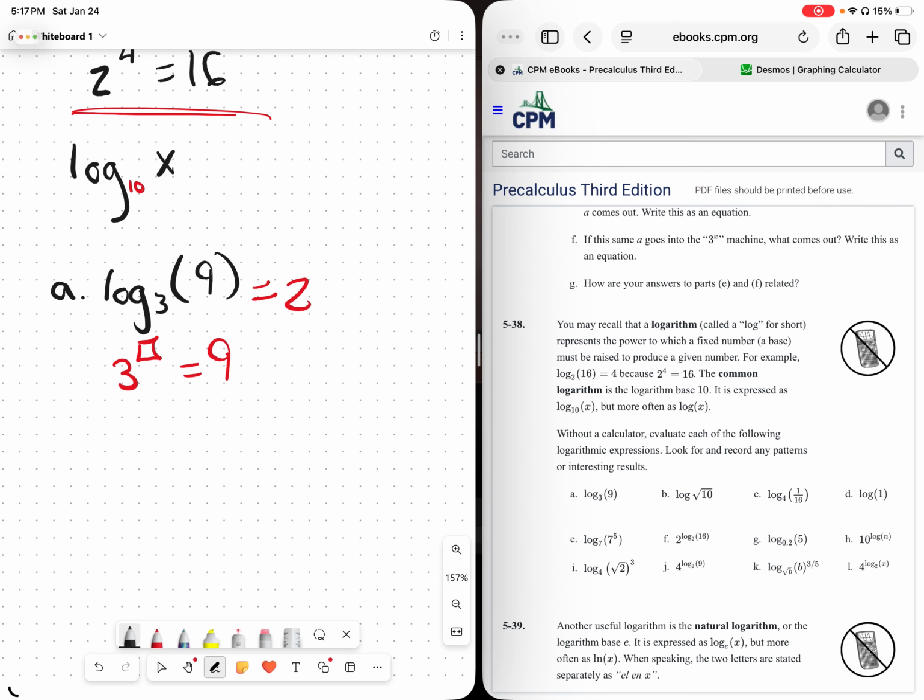Okay, let's do the next one, right? So b, we had log of the square root of 10. So again, that's 10 to what power is the square root of 10? Well, we should know that is 1/2.